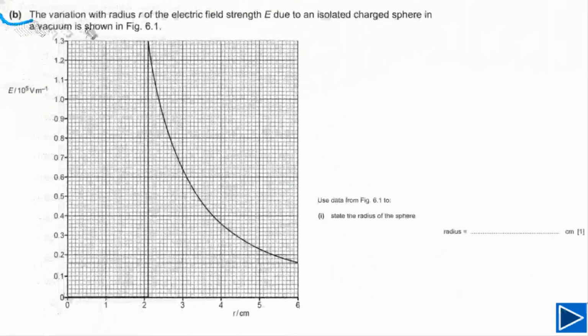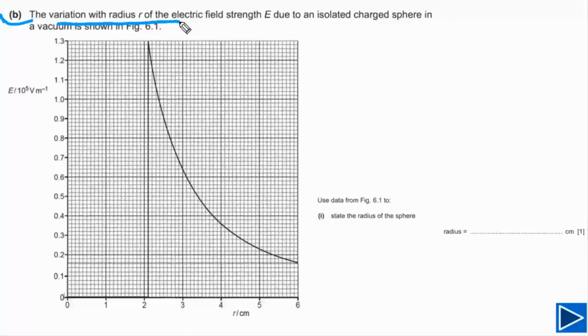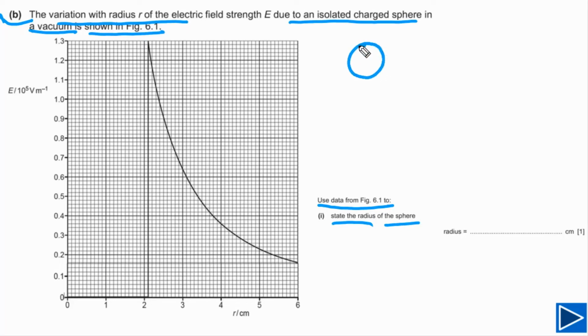For part B, we are given the variation with radius r of the electric field due to an isolated charged sphere in a vacuum, shown in figure 6.1. Use data from figure 6.1 to state the radius of the sphere. So first thing we need to understand, we have an isolated charged sphere. So imagine that this is the isolated charged sphere.